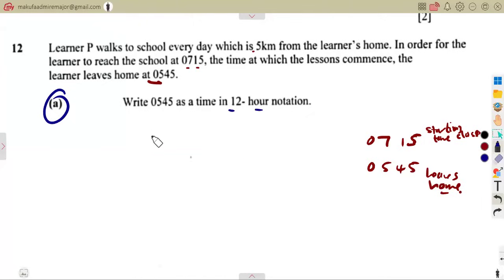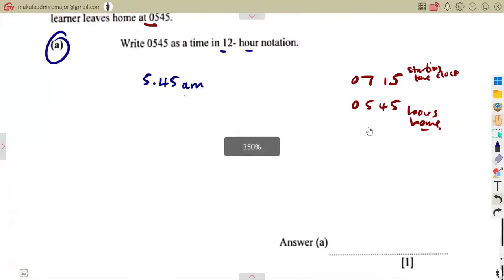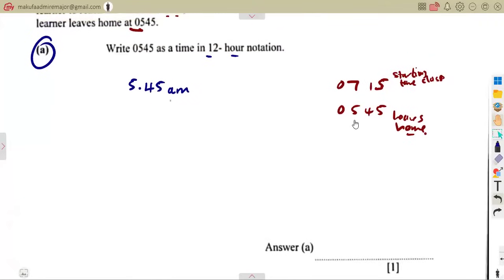So remember, this is in the morning, AM, that is 5. So you can just write it as 5:45 like this, AM. So still, it's one and the same concept there. All right, let's consider the other part of our question.